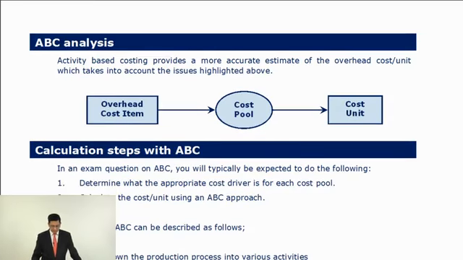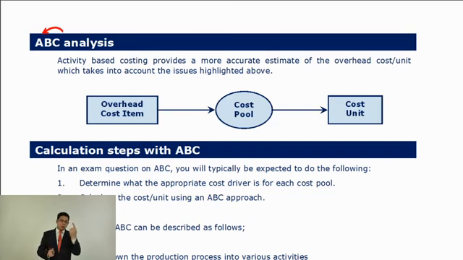ABC analysis. The best way to remember activity-based costing is to read the ABC the other way around. It is a costing system which is based upon activities. Activity-based costing is not a system of totality. Totality means that under absorption costing, we assume that all production takes place under one roof.